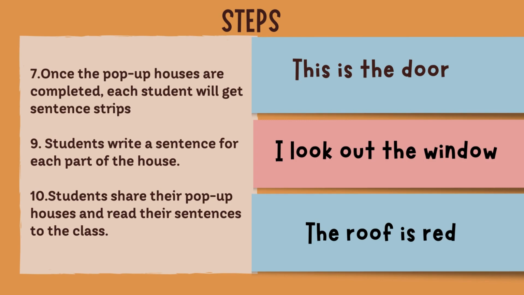Once the pop-up houses are completed, each student will get sentence scripts and then students write simple sentences for each part of the house. For example, this is the door. I look out the window. The roof is red. At last, students share their pop-up houses and then read their sentences to the class.